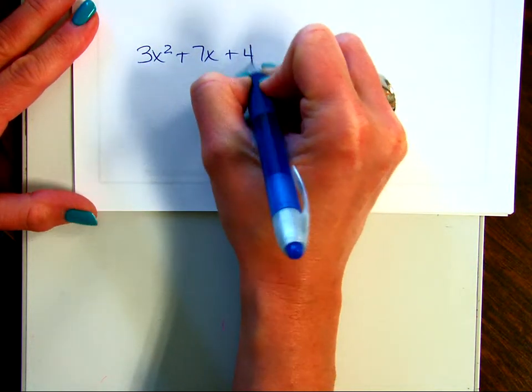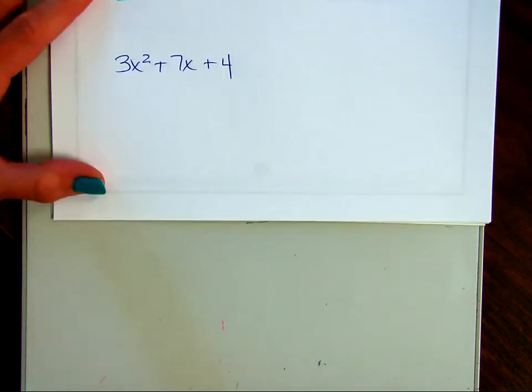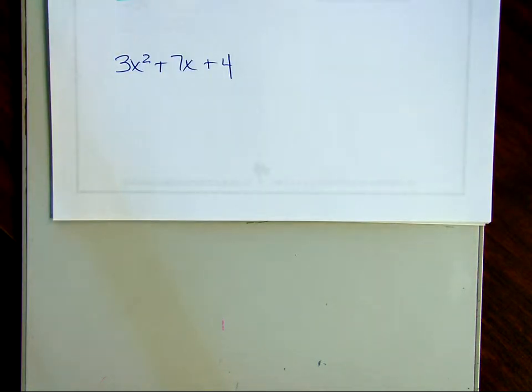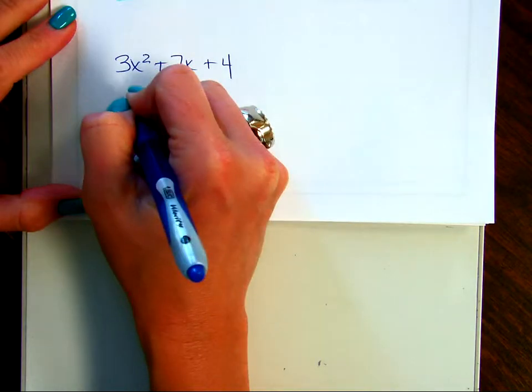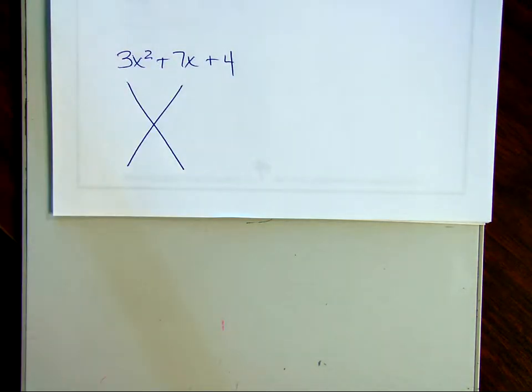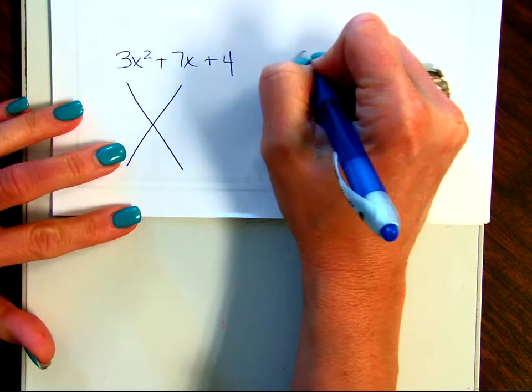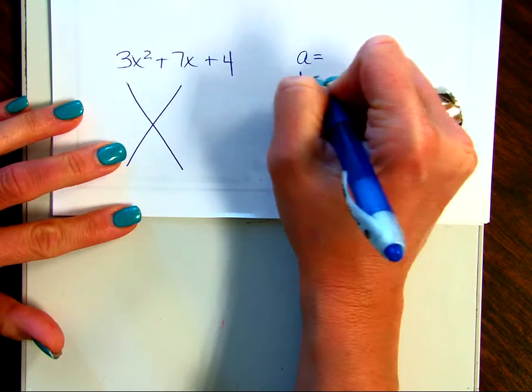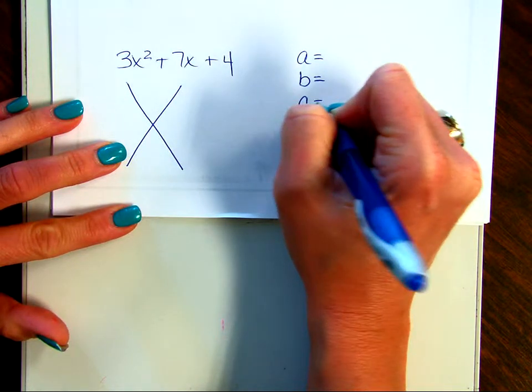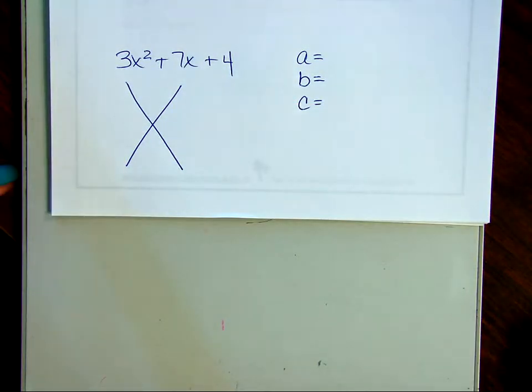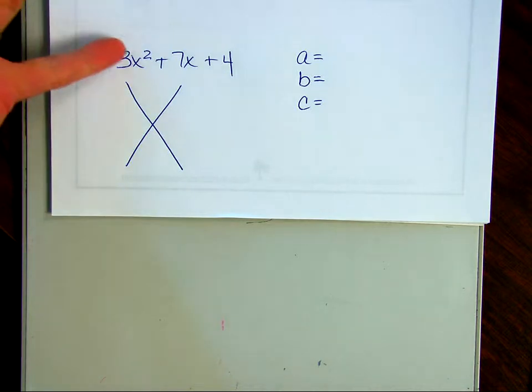Okay, easy peasy, starting out real quick. Well, to start with the x factor, you make a big X. Okay, because you're going to have to fill each of those spaces in with a number. In order to do that, you need to know what A is, you need to know what B is, and you need to know what C is. And to get A, B, and C, you have to have it in standard form.